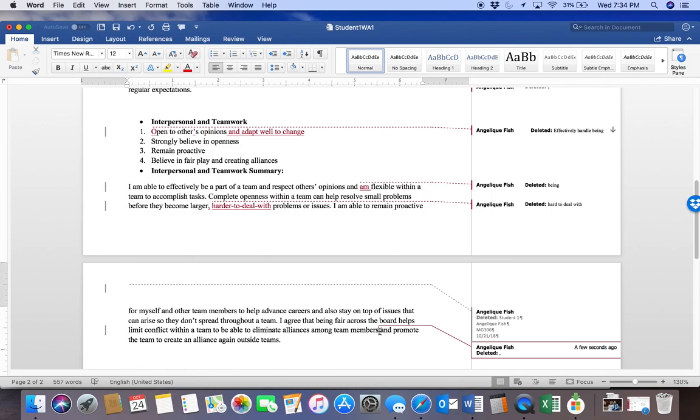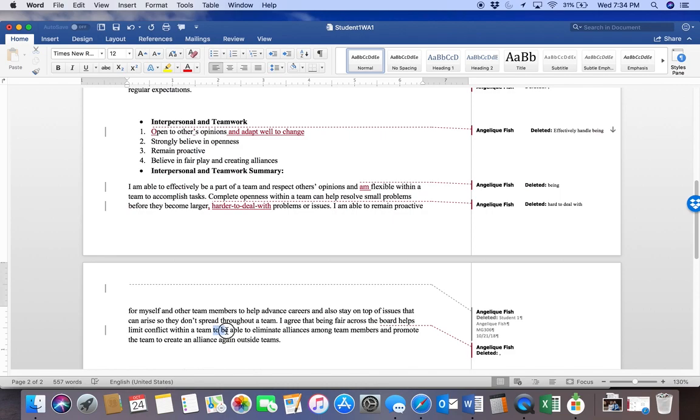What? So see, this is again a little wordy and I won't have time to fix all of it. But I agree that being fair across the board helps limit conflict within a team to be able to eliminate. So that's where it gets a little wordy here. Within a team to be able to eliminate alliances among team members. It's almost like the direction of the sentence shifts. And promote. I agree that being fair across the board helps limit conflict within a team.